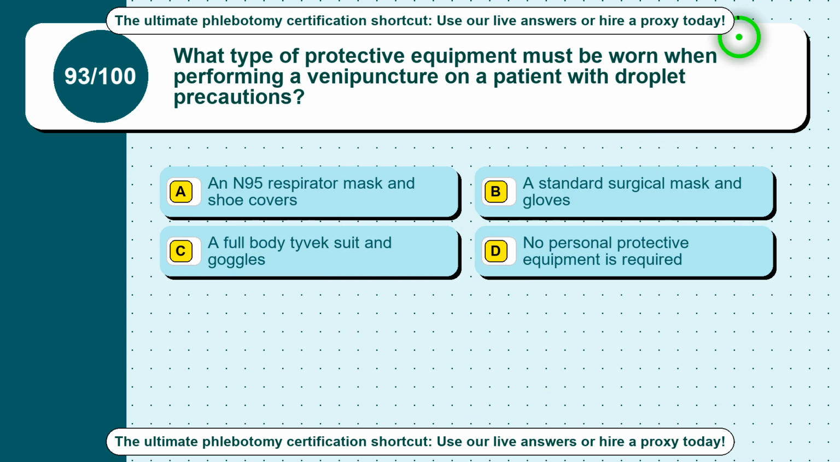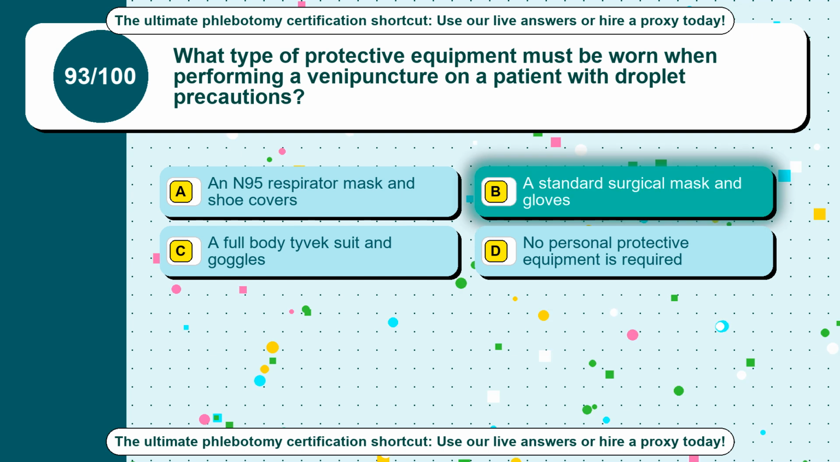Question 93. What type of protective equipment must be worn when performing a venipuncture on a patient with droplet precautions? Option A, an N95 respirator mask and shoe covers. Option B, a standard surgical mask and gloves. Option C, a full-body Tyvek suit and goggles. Option D, no personal protective equipment is required. The correct answer is option B, a standard surgical mask and gloves.